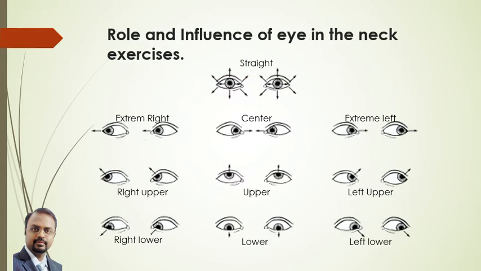The influence of eye in the neck exercises. Here there are a few terms which will help you understand the further slides, so go through them individually. You can see various angles of the eye gazing. They are named as straight at the top, then starting from your left side, that is extreme right, then center, then extreme left, then upper right, upper and left upper, then right lower, lower and left lower.